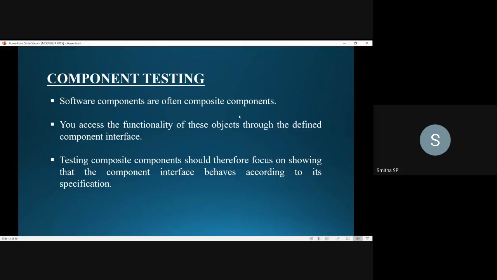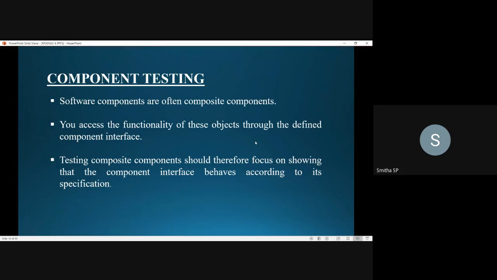So software components are often composite components. They are made up of several interacting objects. You will access the functionality of the objects through the defined component interface. So you need to test the interface between the components. Component testing focuses on showing whether the interface between the components behaves according to the specification or not.